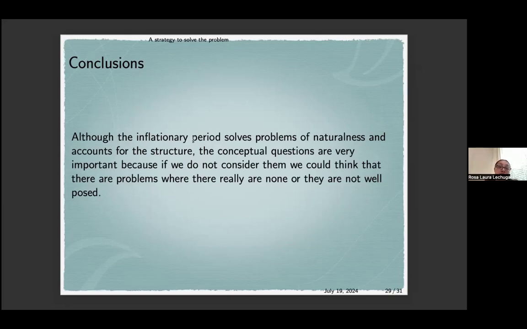Now we know that the inflationary period is a satisfactory period in order to solve many problems and to generate the structure, but it's not the final theory. There are still many problems with this period, but this was a brief lesson on the early universe.